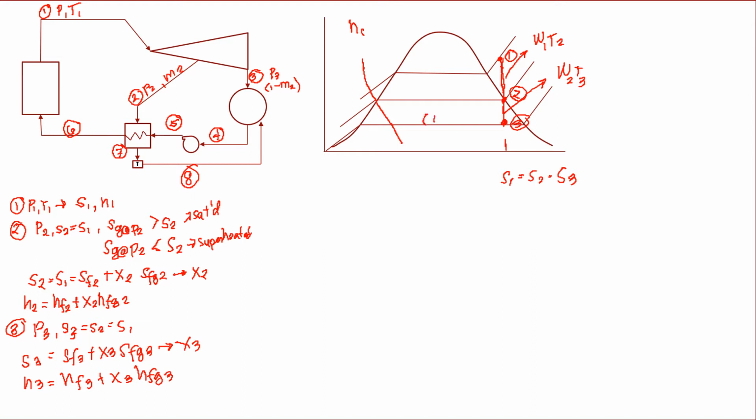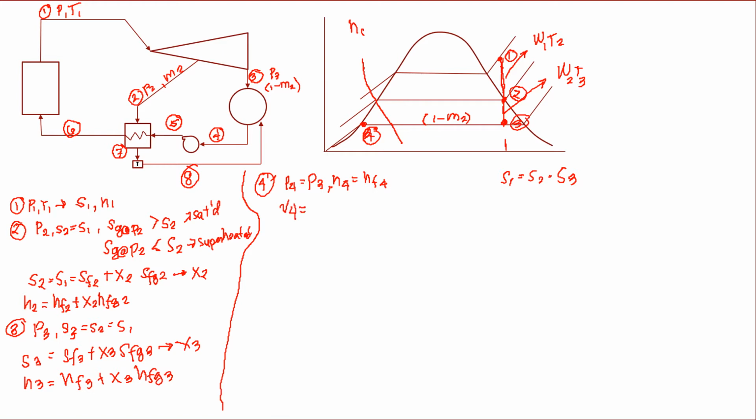Now at this point, the remaining mass 1 minus M2 gets inside the condenser and is condensed to the point where it becomes saturated liquid at point 4. At point 4, let me draw a line to conserve space. Pressure 4 is just equal to pressure 3, as the process in the condenser is an isobaric process. However, your enthalpy H4 is equal to HF at pressure 4. So we want to find the value of your V4.